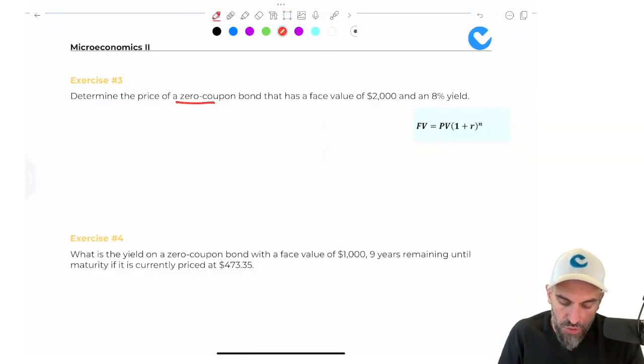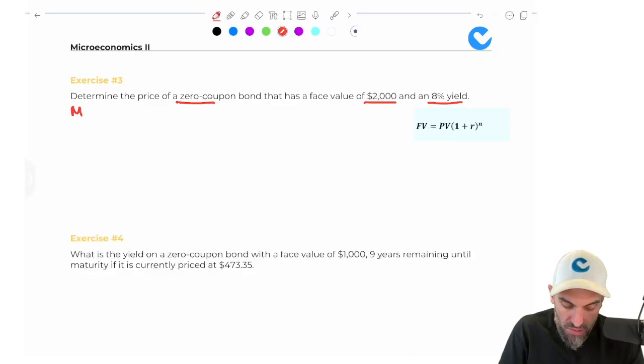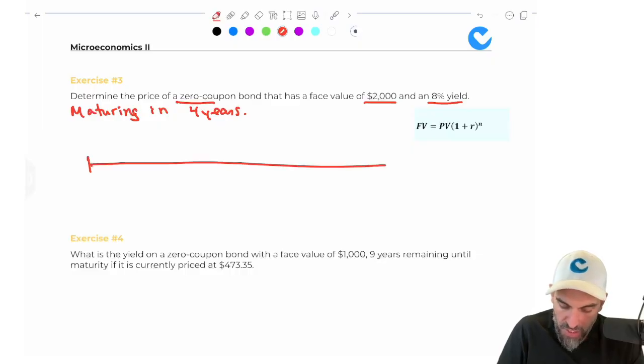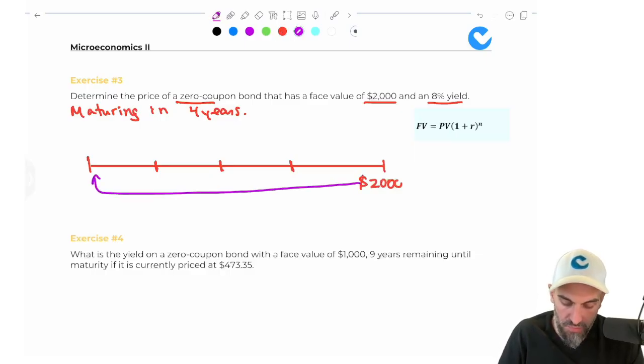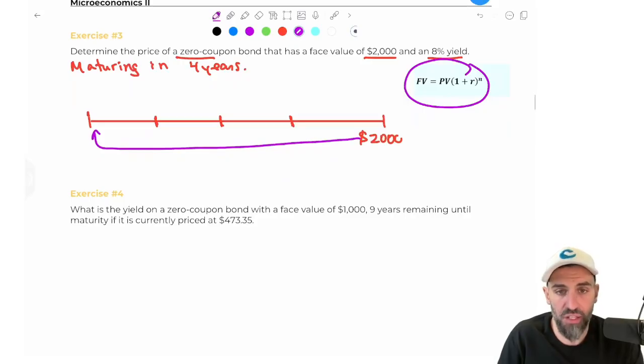Determine the price of a zero coupon bond that has a face value of 2,000 and a yield of 8%. What I forgot to say is that it is maturing in 4 years. That should have been in the question. So the way this works, before we even do the math, try and imagine this. For 4 years, you will receive nothing for your investment, but at the end, you'll get 2,000. And the question is, how much would you have to invest today? AKA, what is the present value?